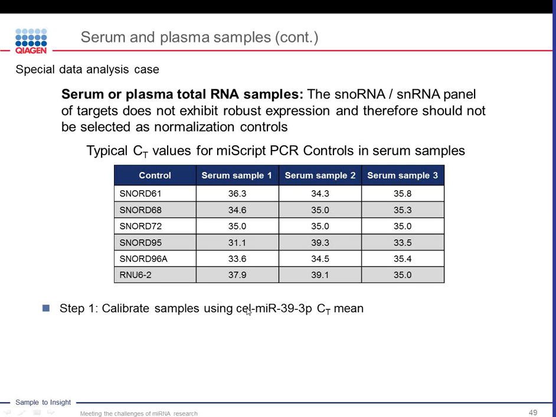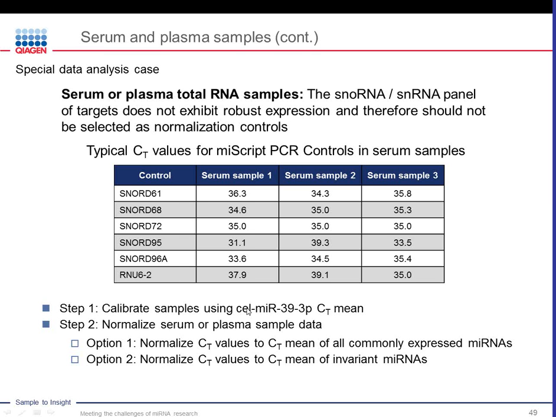So instead, your options are as follows. You can calibrate your samples using a C. elegans miR39 mean, and then normalize your serum or plasma to either all commonly expressed microRNAs or to invariant microRNAs. And we'll spend the next couple slides going over this.